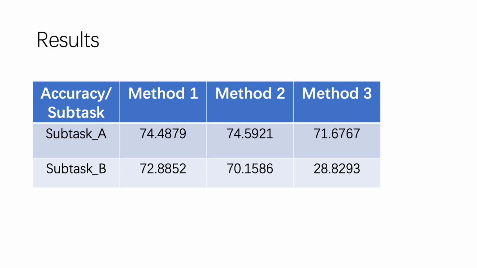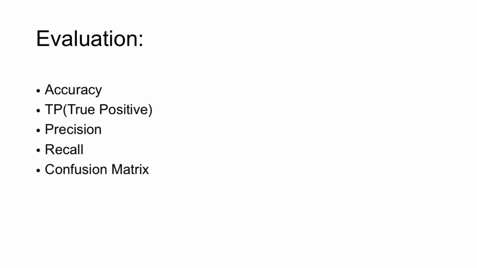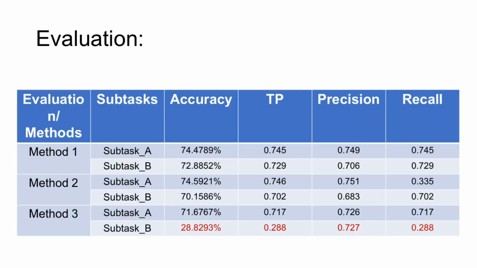Here is a list of results. We will talk in detail in the next part. This is the list of 5 variables which are used to evaluate models built from the 3 methods. As shown in this table, method 2 has the highest accuracy among the 3 methods, followed by method 1, by comparing the accuracy of these 3 methods on subtask A. But on the ratio of precision and recall, method 2 has the lowest recall ratio, and method 1 is balanced on these 2 variables, which indicates that it is more efficient than the other 2 methods.